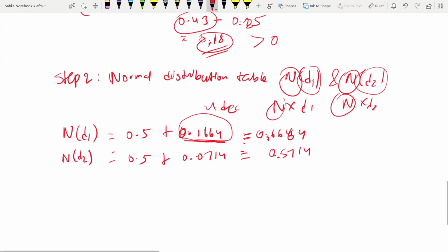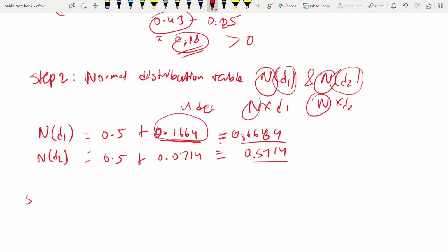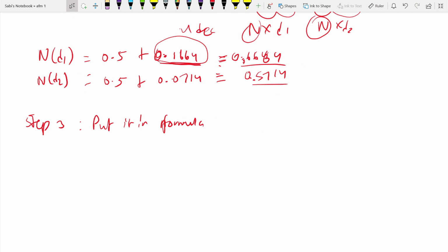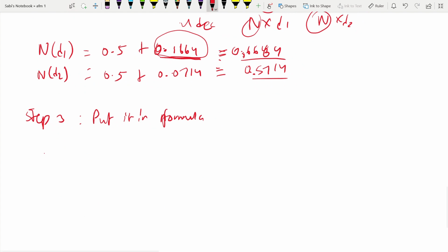Now, step 3. This number, keep it. You need it. Step 3, Black-Scholes model. Put this number in the formula. Whatever you got, D1, D2, N(d1), N(d2), now you put it in the main formula. What is the main formula? C equals, that means value for call option equals PA, underlying asset, multiplied by N(d1) minus PE, N(d2), E to the power minus RT.